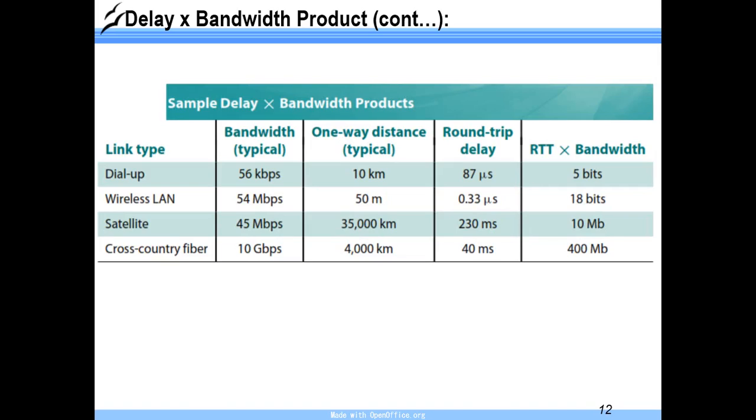Here we see the different delay times bandwidth products for different types of links. For a dial-up phone connection or modem, the RTT times bandwidth is 5 bits, for wireless LAN 18, and for satellites it's 10 megabits, for satellite phone calls and such. And cross-country fiber is 400 megabits, where cross-country means between continents.